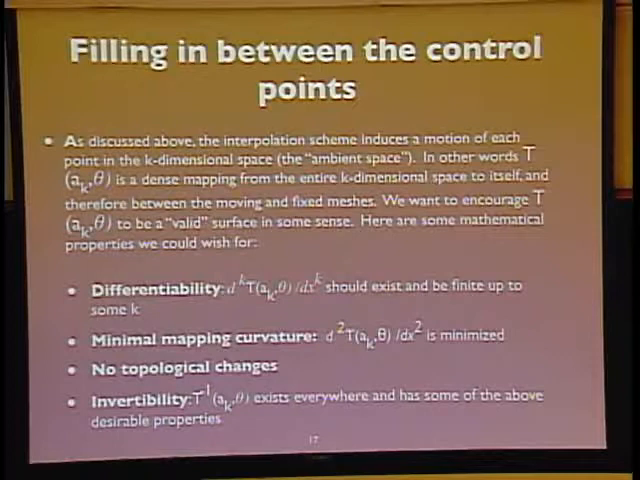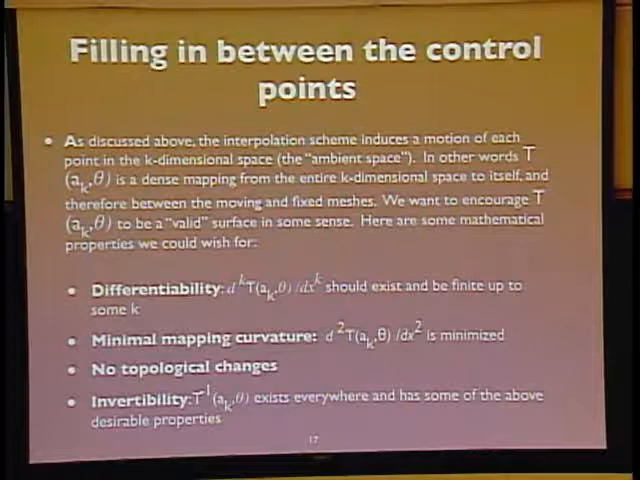Like we talked about, the set of all of the control point translations put together induces a motion of every position in the k-dimensional space. So the entire 3D can be thought of as being transformed by this transformation. It's a dense mapping from the entire k-dimensional space to itself. You can think of it in the continuous domain as being a function that maps all of 3D to all of 3D. And if you're sitting around trying to figure out on paper what properties you want this dense mapping to have, there are a couple of them that you can think of.